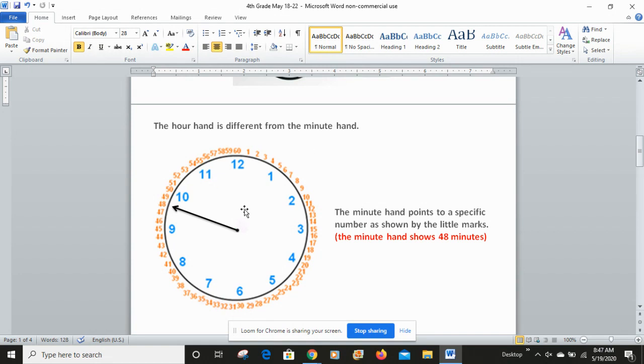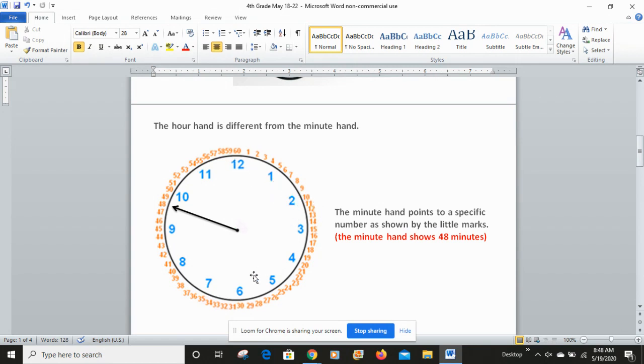The minute hand, which is the longer of the 2 hands, points to a specific number as shown by the little marks. On this particular clock, the minute hand shows 48 minutes. So you start up here. It's a little bit confusing because 12 at the top starts at 0, but it also ends at 60. So it has to go around 360 degrees to get back to where it started. And if you did that, that would be 60 minutes. So each one of these little hash marks, like on a digital clock, counts as 1 minute.